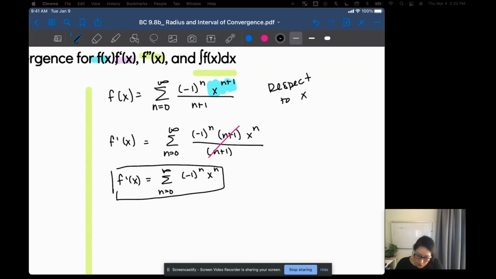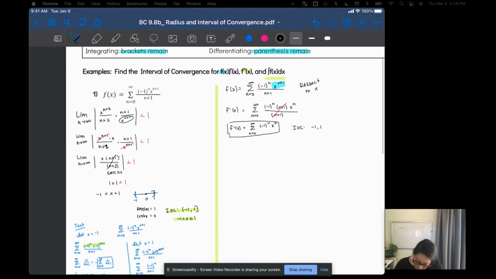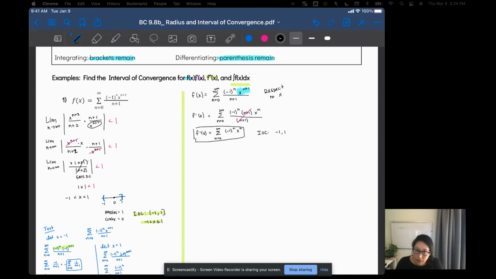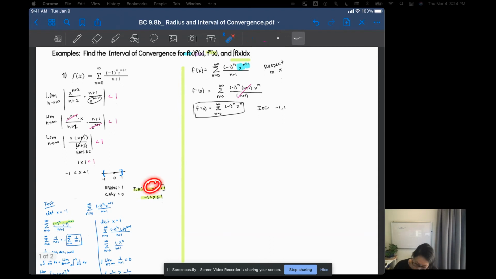Now we have to find the interval of convergence. Okay, remember, the interval of convergence is the same as f of x. So it's going to be from negative 1 to 1. And when I'm taking the derivative, any parentheses that I had before will stay the same. So since I had a parenthesis at negative 1, I'm going to put a parenthesis around negative 1. It's going to stay excluded, basically. But I don't know what happens at x equals 1, so I need to test it.